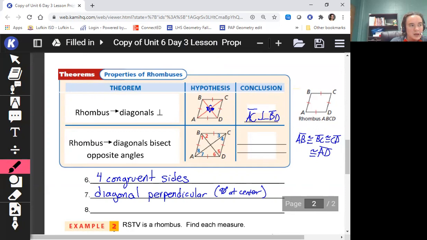The other property we know about a rhombus is that our diagonals bisect opposite angles. So in this picture, that means that angles 1, 2, 5, and 6 are all congruent to each other. And angles 3, 4, 7, and 8 are all congruent to each other.